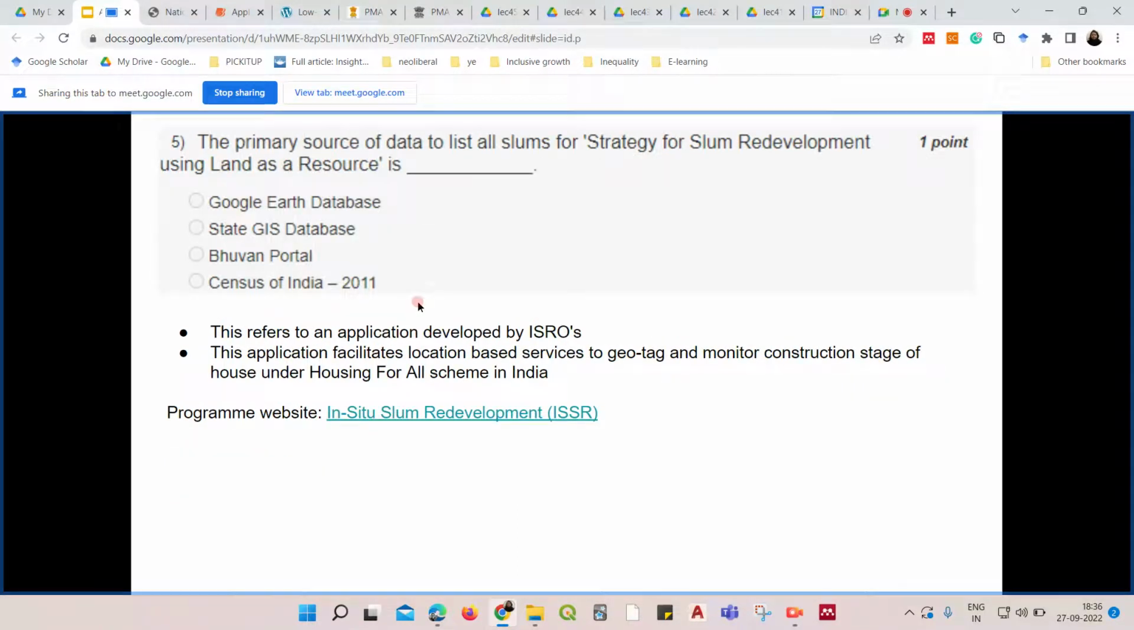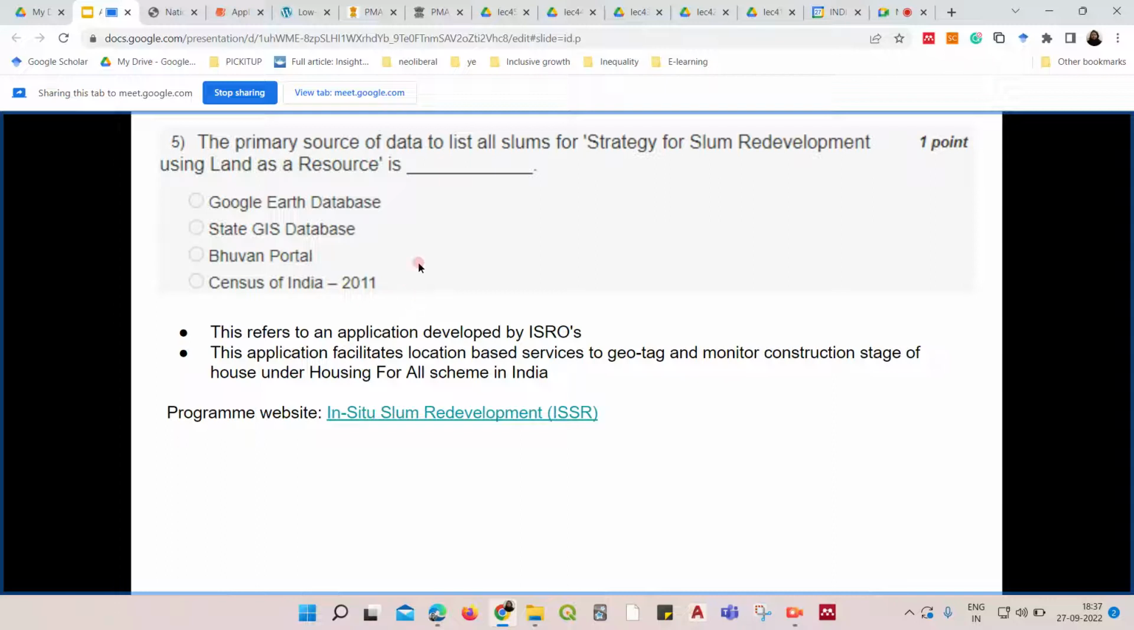Moving on to the next question, which is: the primary source of data to list all slums for strategy for slum redevelopment using land as a resource is what? So this question basically is asking you where you can avail the data related to the strategy for slum redevelopment using land as a resource. It provides you several options. First is Google Earth database, State GIS database, Bhuvan portal, and Census of India 2011.